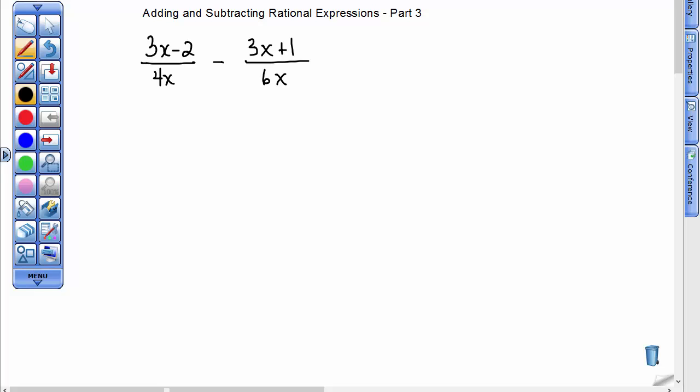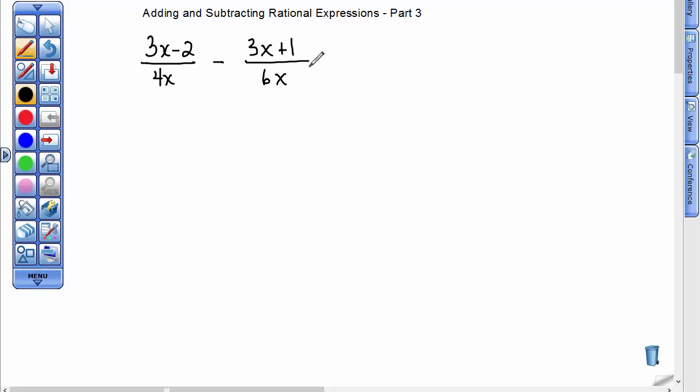This recording is a further discussion of adding and subtracting rational expressions. I'm calling it part 3. It's to replace a video that I had made previously in person, and so I'm using a starboard to do this problem. I've got 3 problems that are relatively difficult for us to work with, that we have to add and subtract, in this case subtract, that have different denominators.